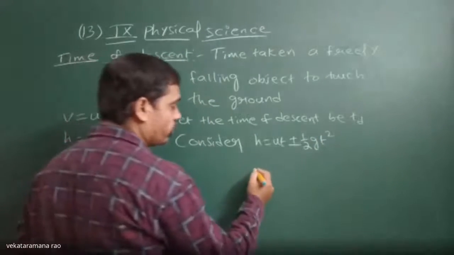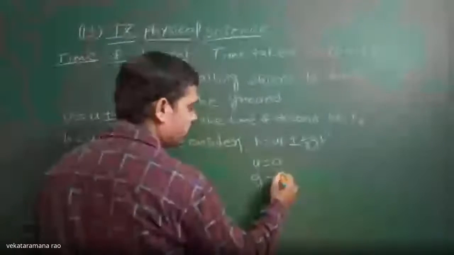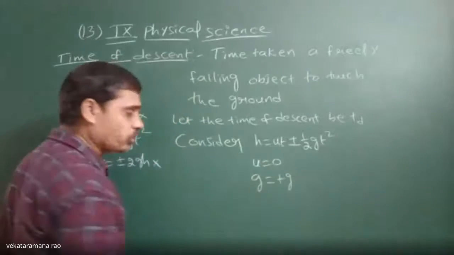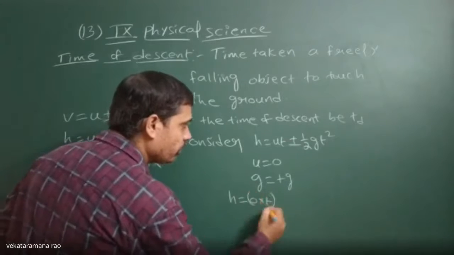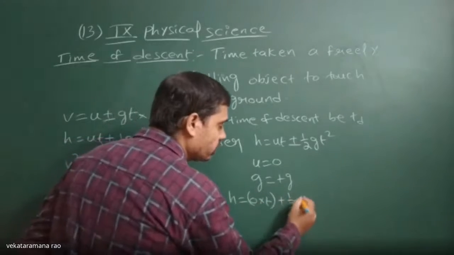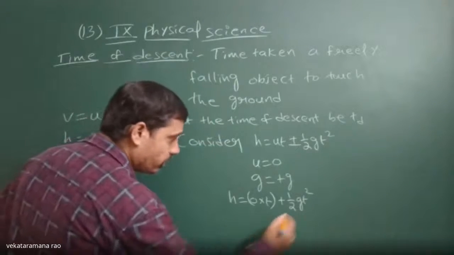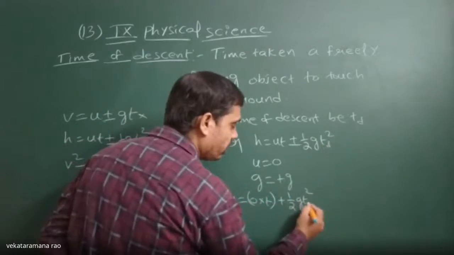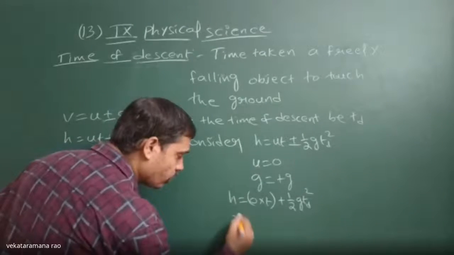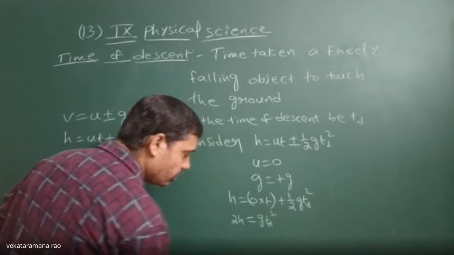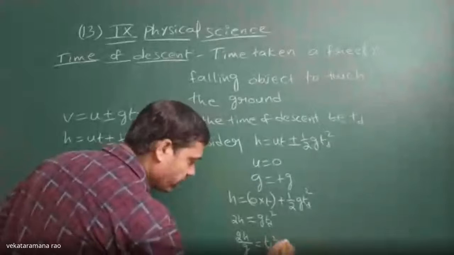Now what do you have to substitute here? Initial velocity is 0, and g is plus g. So h is equal to 0 into t plus half g t square, and we write Td. Then bring this half to the other side, you will get 2h is equal to g Td square. Now g also bring here, 2h by g is equal to Td square.